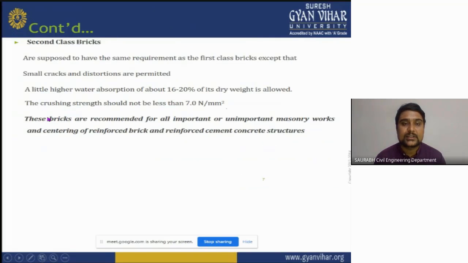Now we will see the second class brick. Second class bricks are supposed to have the same requirements as first class brick, except that small cracks and distortions are permitted. A little higher water absorption of about 16 to 20% of its dry weight is allowed. The crushing strength should not be less than 7 Newton per mm square. These bricks are recommended for all important and unimportant masonry work and centering of reinforced brick and reinforced concrete structures.